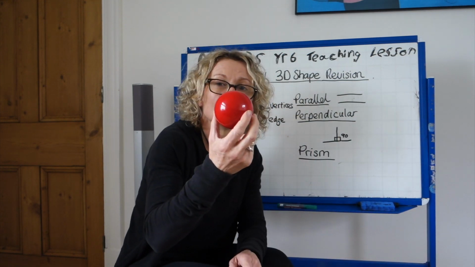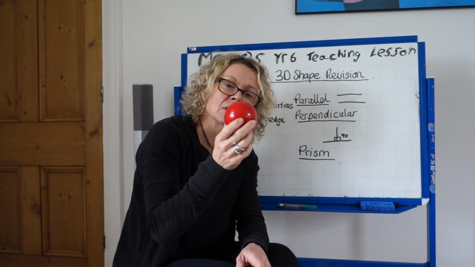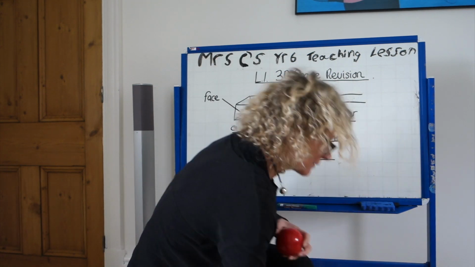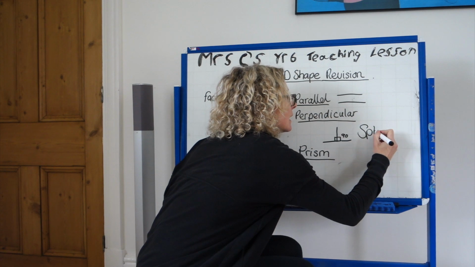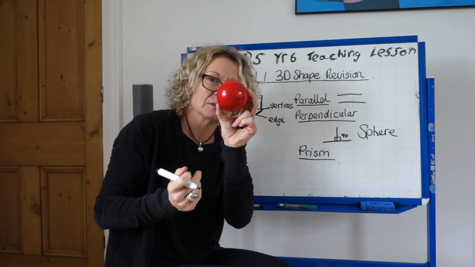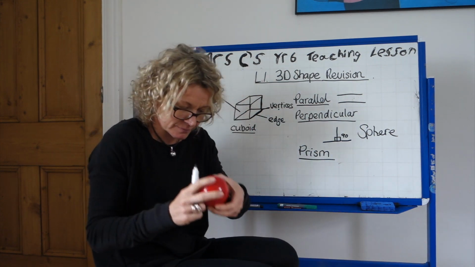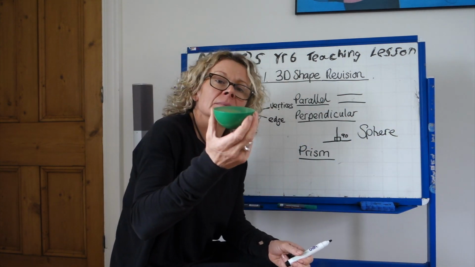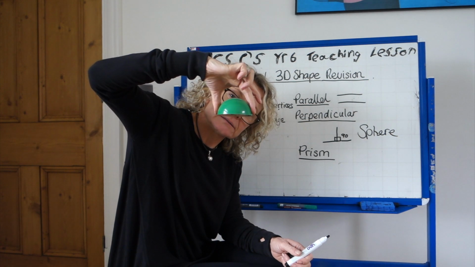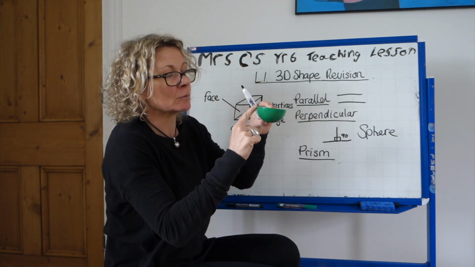Okay, what else have we got? What about this? What is a mathematical term for a ball? It is a sphere. A sphere. And it has one curved face. One curved face, no vertices and no edges. Sphere. Half a sphere. Hemisphere. One flat face and one curved face and one edge.